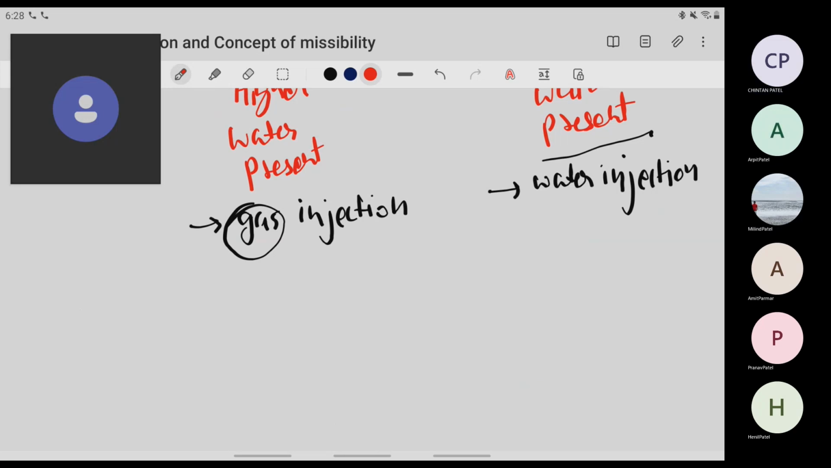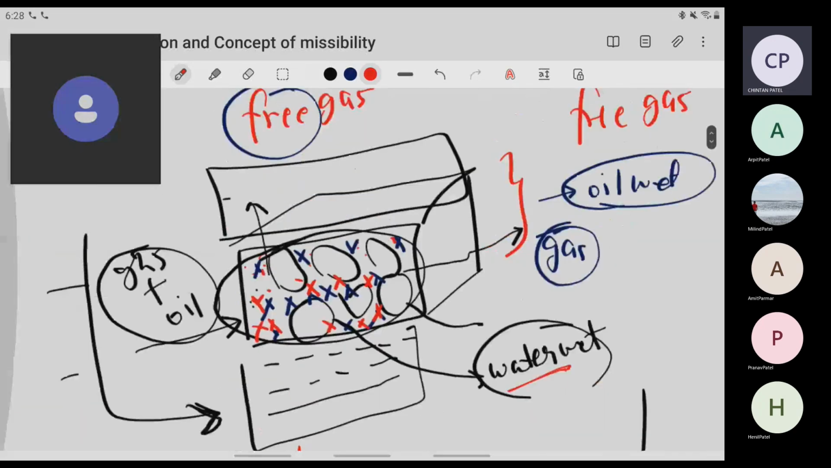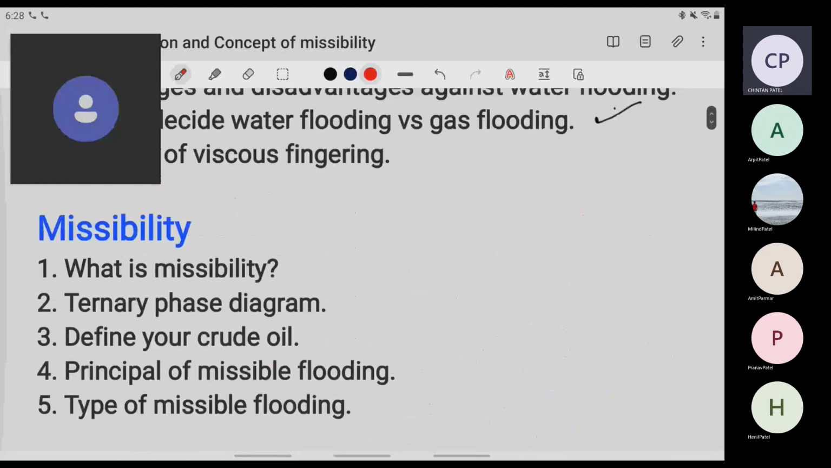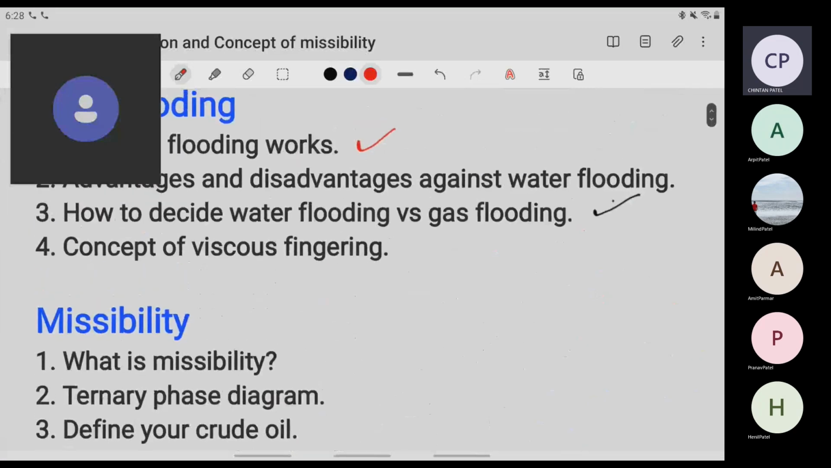So another thing is here. Have you guys, during your courses of BTech, heard about this terminology, viscous fingering? Hope you heard in reservoir. So what is viscous fingering?